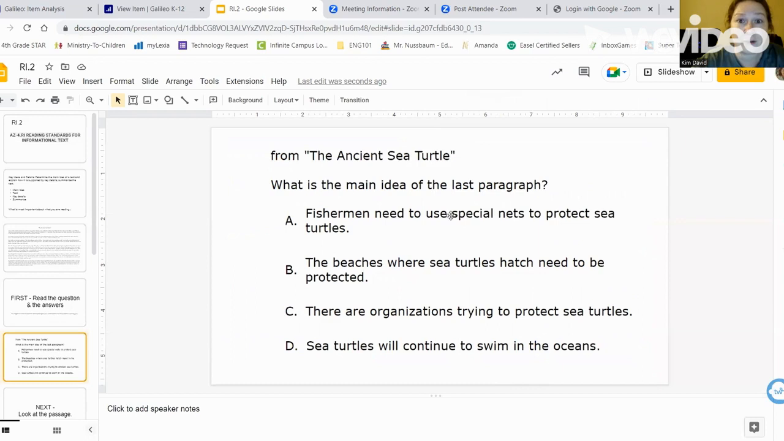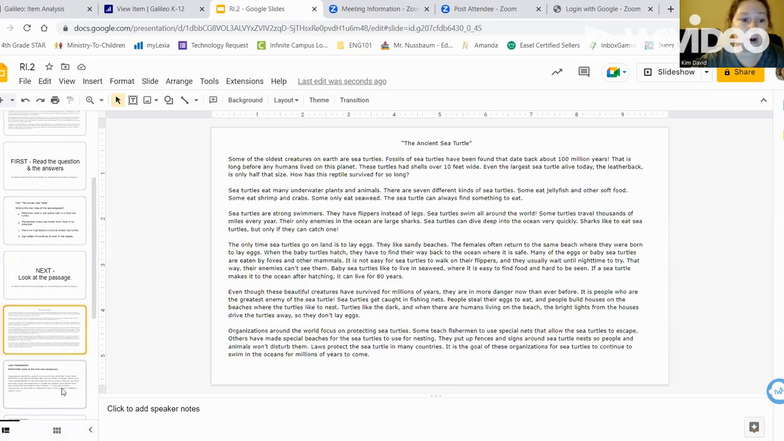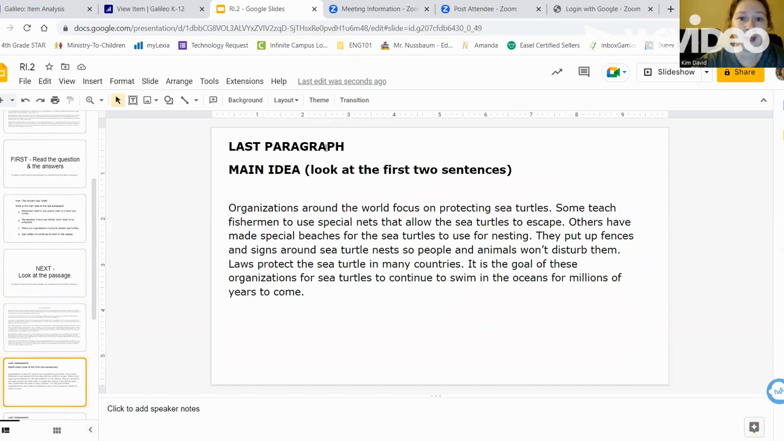Is it going to be that fishermen need to use special nets? The beaches where sea turtles hatch need to be protected. There are organizations trying to protect sea turtles, or sea turtles will continue to swim in the oceans. Now, the last paragraph may have all this information in it, but remember, we just want to know the main idea. So next, we are actually going to go and look at the passage, but are we going to look at all the paragraphs? No. We are just going to go to the last paragraph and look at the main idea.